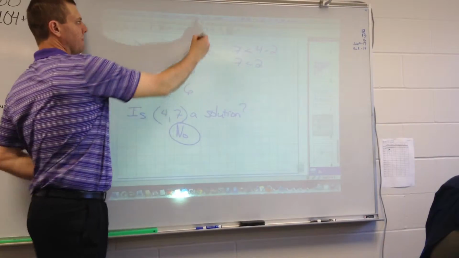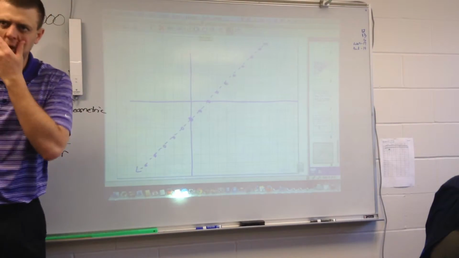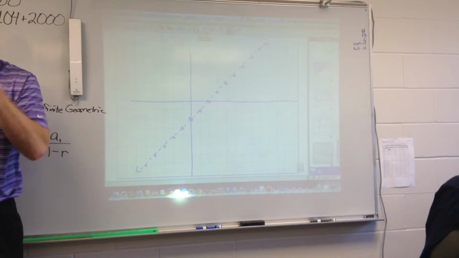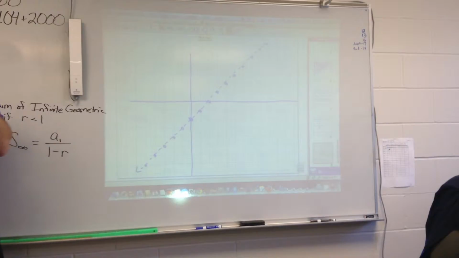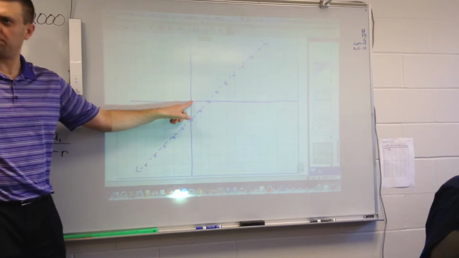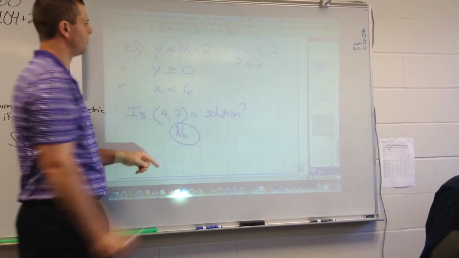So I've graphed it, but I haven't shaded anywhere yet, have I? No. Don't we have to shade one side or the other? Yeah. What point do you want to test? 0, 0. Alright, let's test 0, 0.